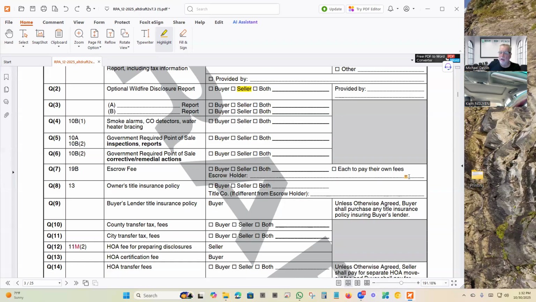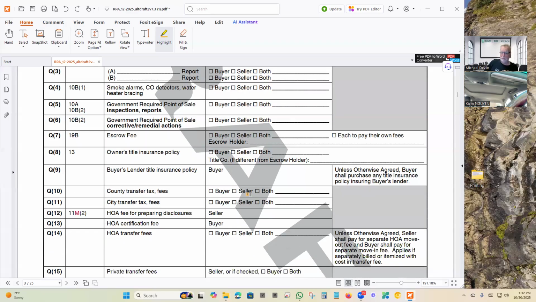The reason we have each pays their own fees is because people in Southern California tend to do that. In Northern California, it depends on the county who customarily pays what. If you don't know, you could ask AI, or I use ChicagoTitleTransferTax.com, and they'll tell you what's customary. Listing agents generally like to see it's customary, whatever that is.